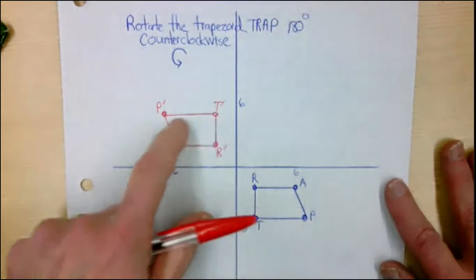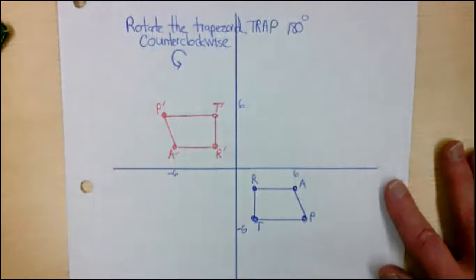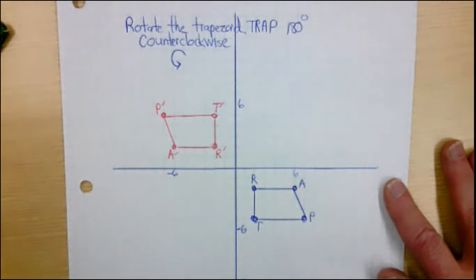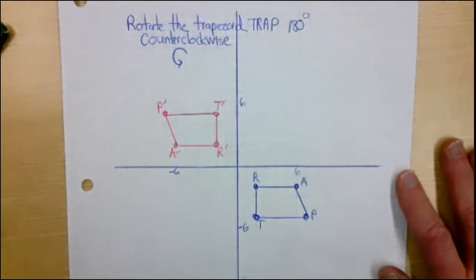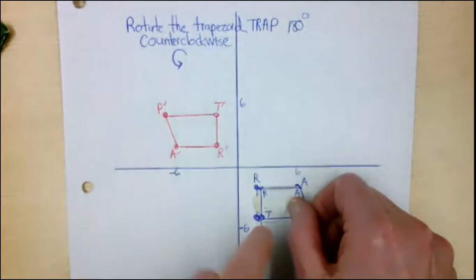The sides that were parallel before are also parallel here, right? They're all still parallel. The only thing that's changed is the orientation. It's now upside down. It's been rotated 180 degrees. Now let's see what would happen if we were to rotate it 180 degrees clockwise.